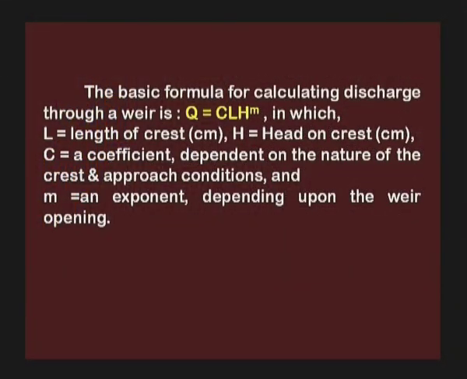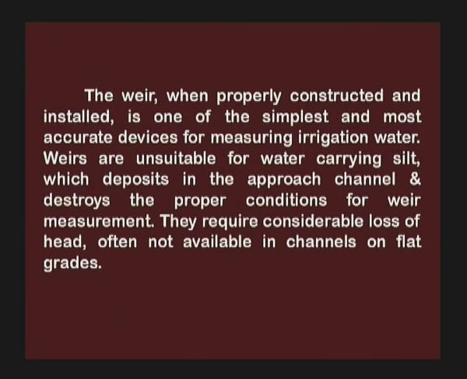Basic formula for calculating discharge through a weir is Q = C × L × H^m, in which L is the length of crest in centimeter, H is the head on crest in centimeter, C is a coefficient dependent on the nature of the crest and approach conditions, and m is an exponent depending upon the weir openings. The weir, when properly constructed and installed, is one of the simplest and most accurate devices for measuring irrigation water.